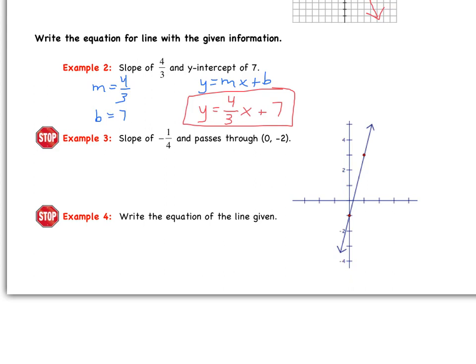Okay? Alright, so I want you to try the next two examples on your own. Example 3, you have a slope of negative 1/4 and it passes through the point 0, negative 2. And in example 4, you're writing the equation of the line given to the right. So go ahead, give those two a try, and then start the video back up.